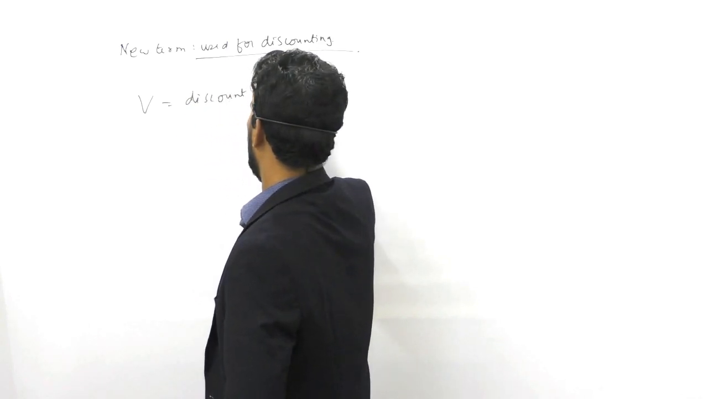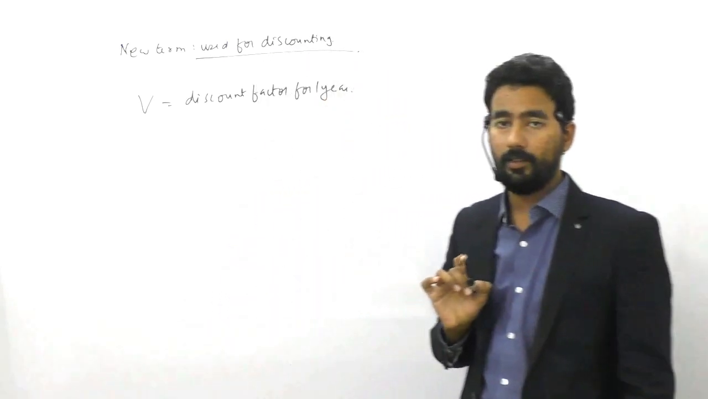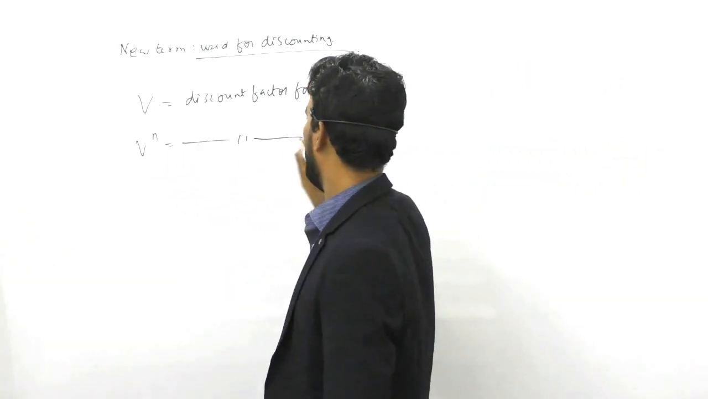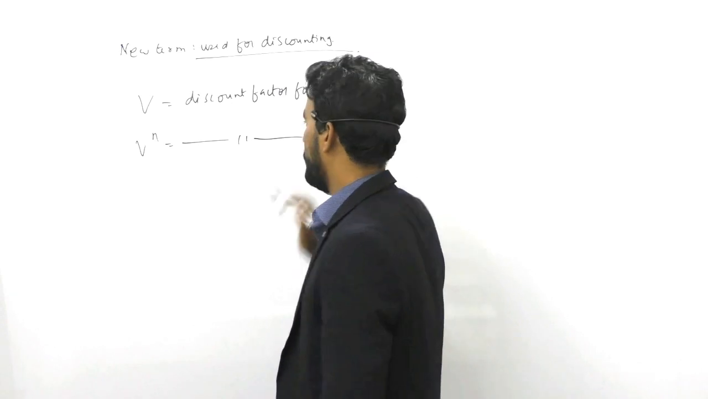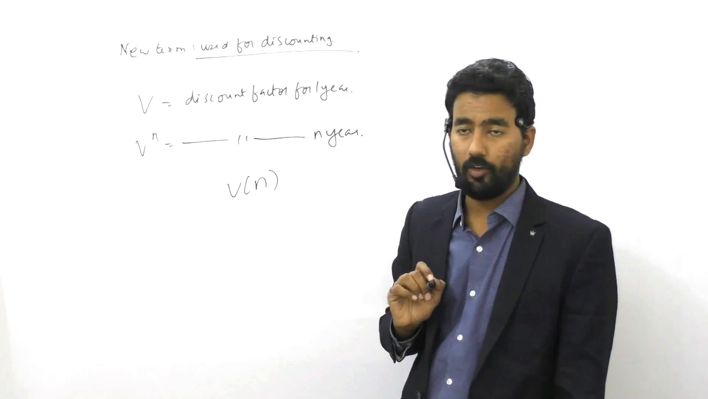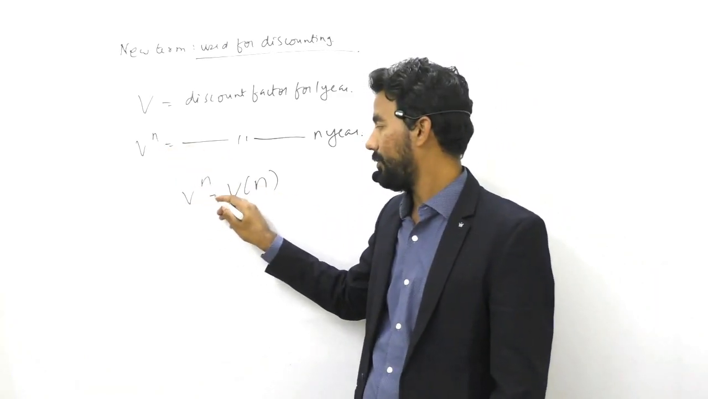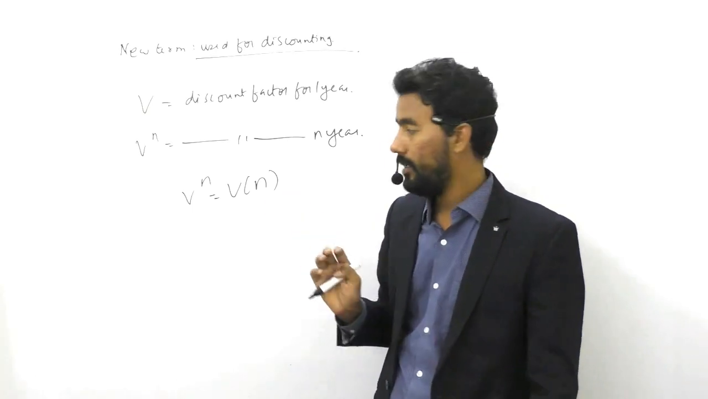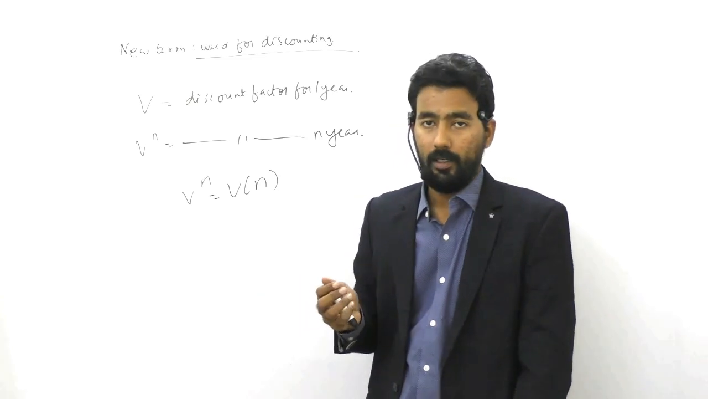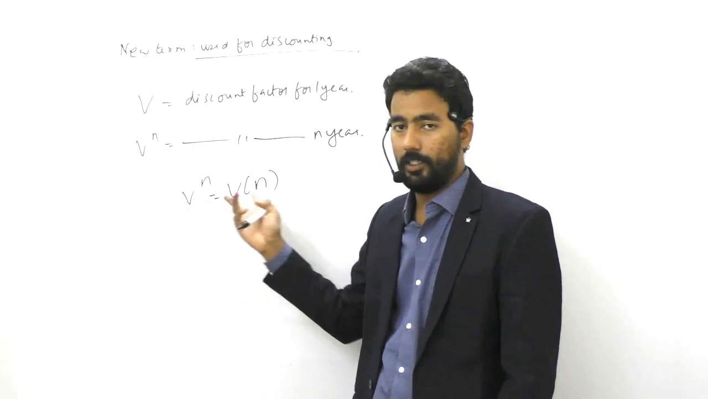V is a discount factor for 1 year, or if I write V raised to n, it becomes the discount factor for n years. This is just an alternative way of writing. V raised to n can be written as Vn. Both are one and the same thing. But while solving sums, we'll be using this term more frequently. I would say every time, not just more frequently. Every time we'll be using this term instead of this term.